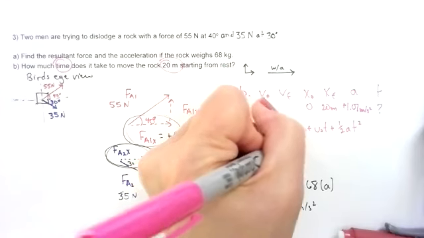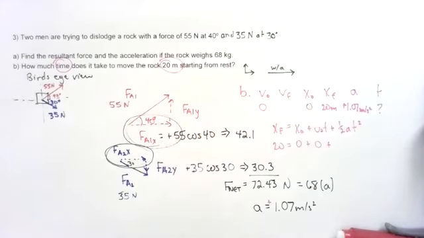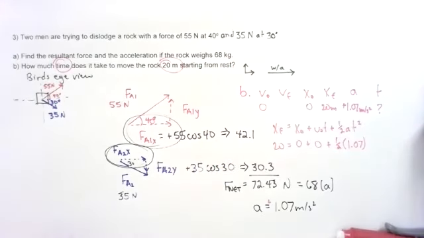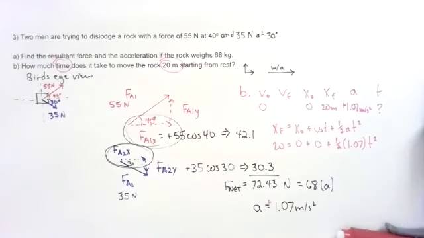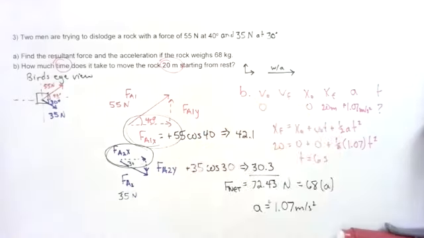So this is going to be 20. This term is going to be 0. This term is going to be 0. It's going to give me 1/2 times 1.07, and that's going to be T squared. When I solve for T, I get 6 seconds.